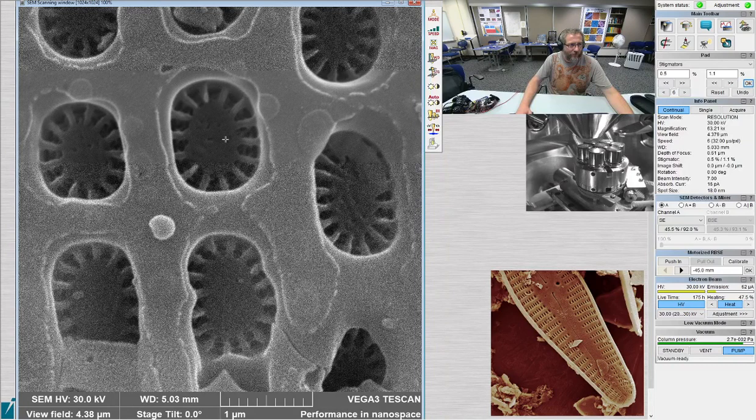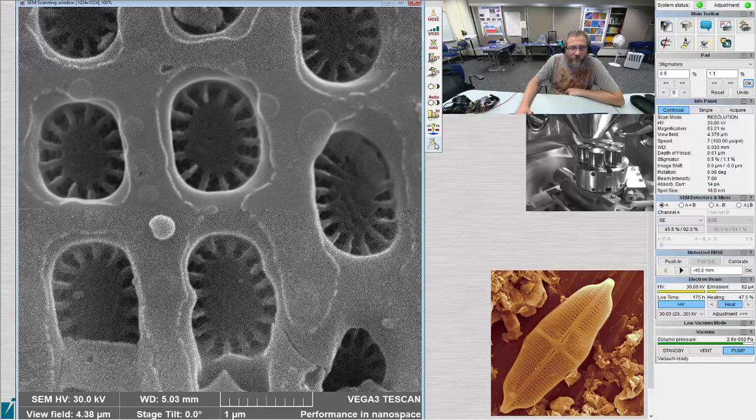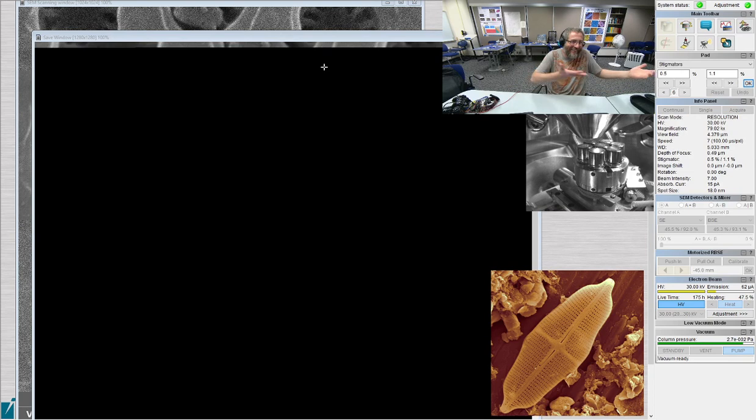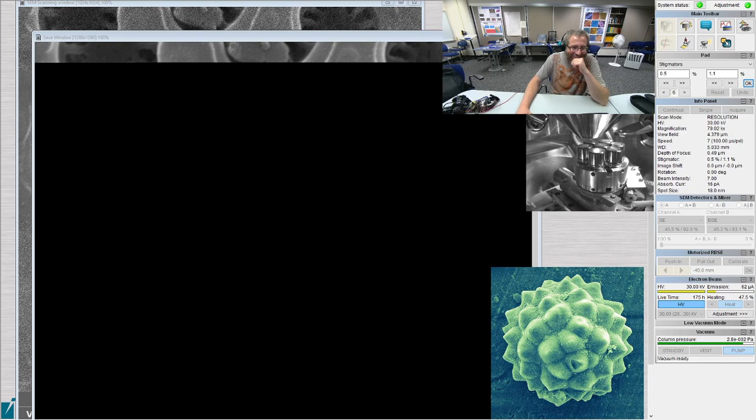How old are the Idaho deposits that have something similar to this? 10 million. So not too far off. What's 4 million years? Closer to 10 million than it is to today. Barely.